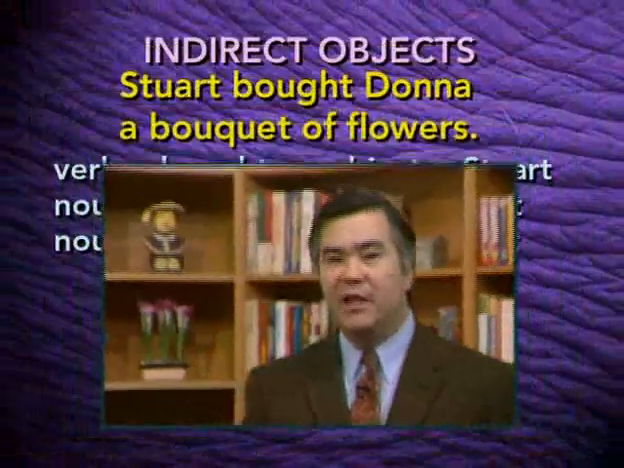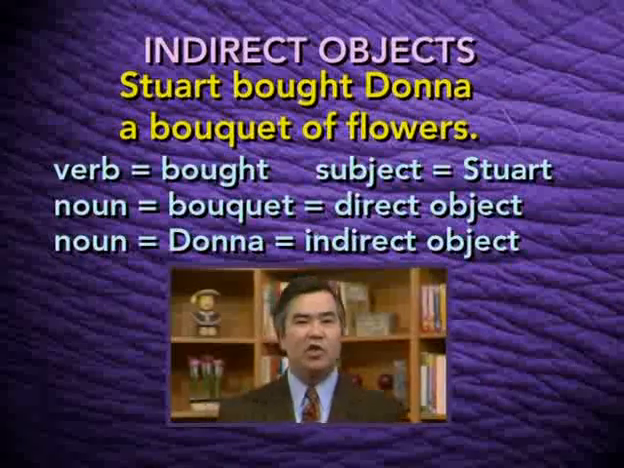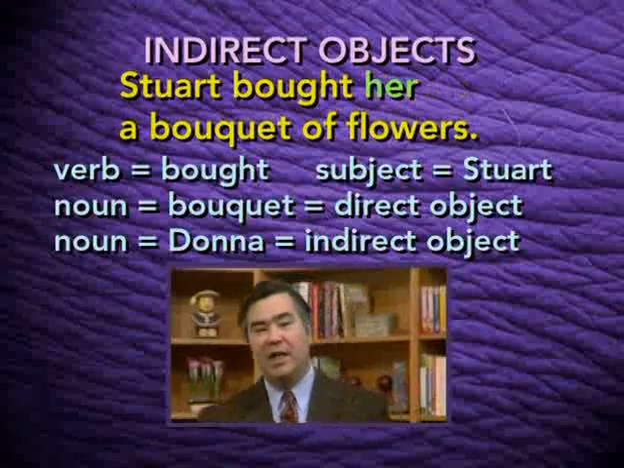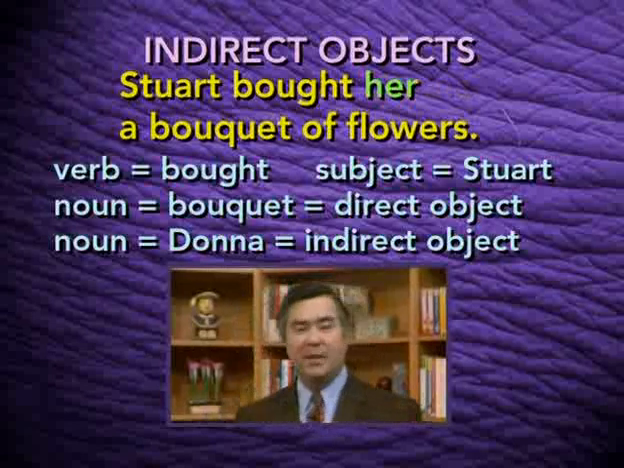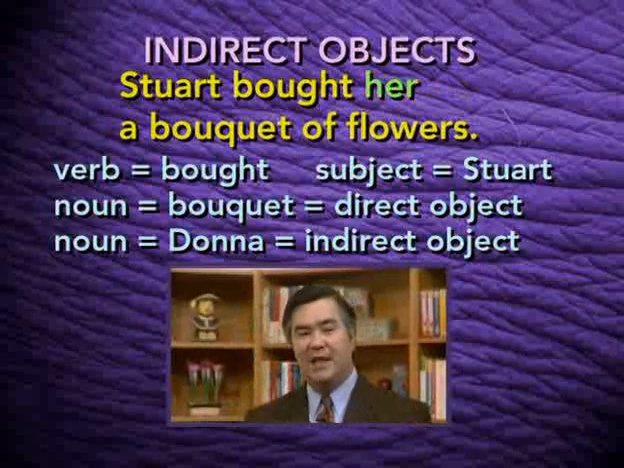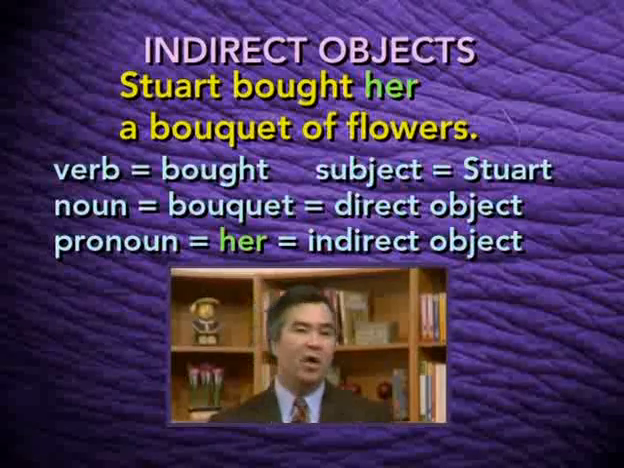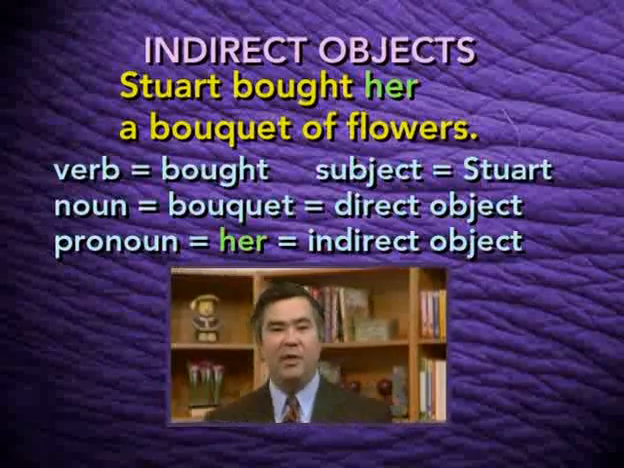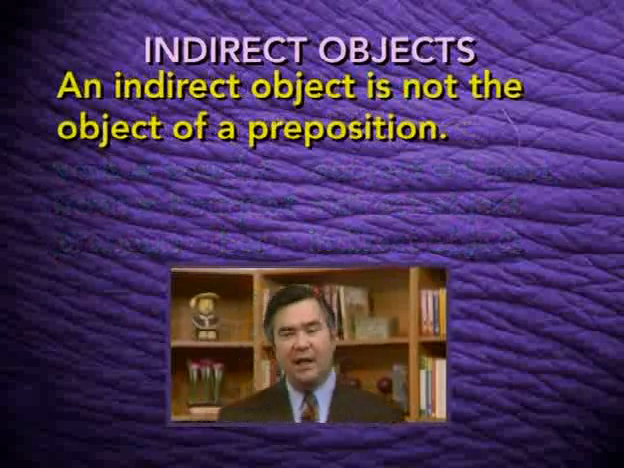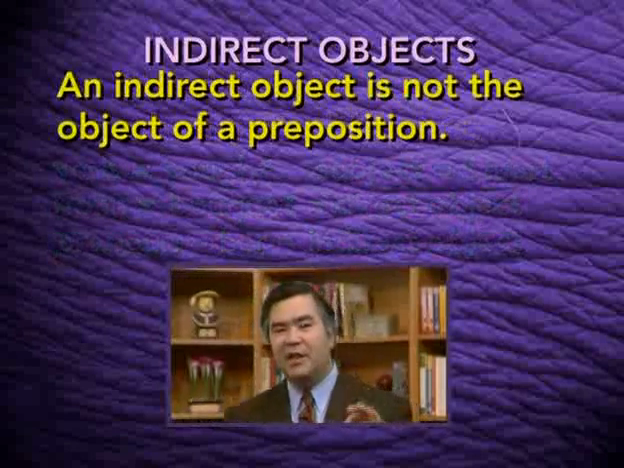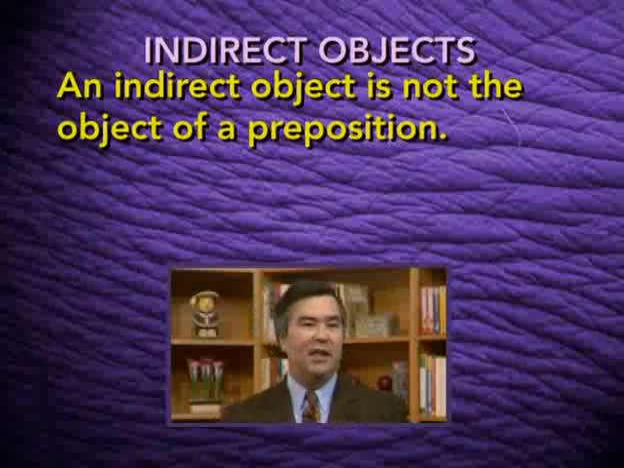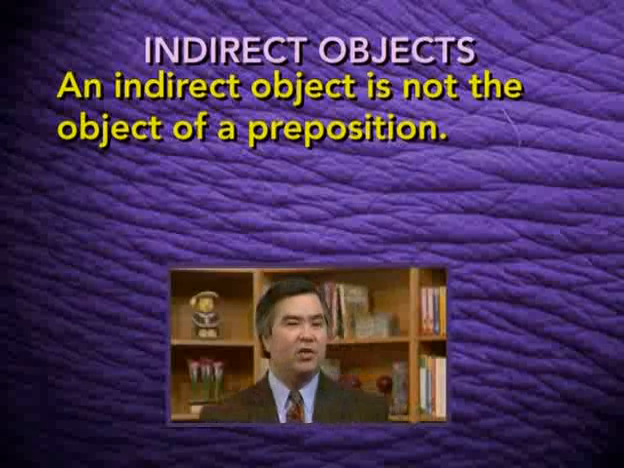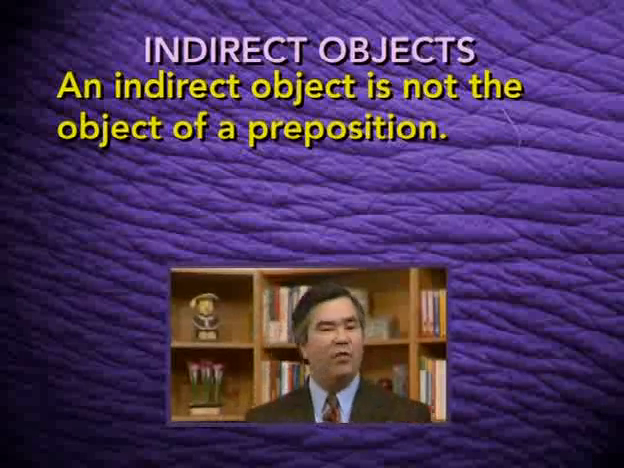Both of the examples we've looked at so far happen to use nouns as indirect objects, but a pronoun could be used equally well. So that, for example, that same sentence could read, Stuart bought her a bouquet of flowers. In this case, the pronoun her would substitute for Donna, and it would also act as the indirect object. An indirect object would always be a noun or a pronoun, but it could be either one. Notice that an indirect object is not the object of a preposition. We've said that the indirect object answers the question, to what, to whom, for what, or for whom.